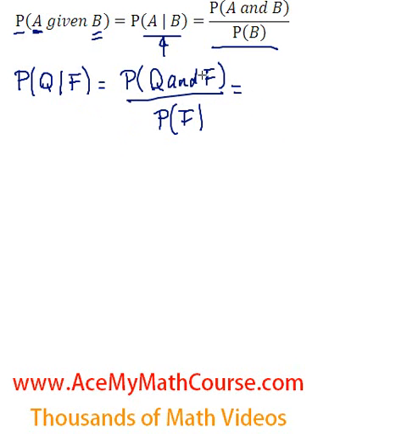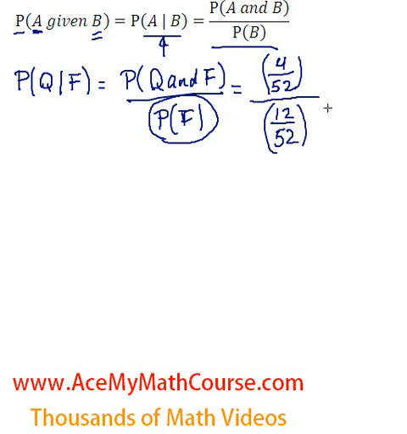Well, okay, so what is the probability of getting a queen and a face card? Well, if it's a queen and a face card, it's just a queen. And there are 4 queens out of 52 cards. So the probability of getting a queen and a face card is 4 out of 52. Now what is the probability of obtaining just a face card? Well, there are 12 face cards out of 52 cards, total cards in the deck.